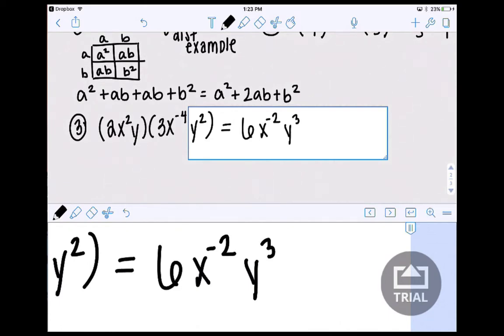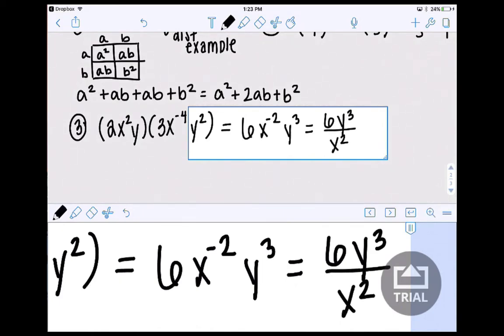Now, this is not an acceptable final answer because it has a negative exponent. So for my acceptable final answer, I have to take that negative exponent and make it positive, and the only way to do that is do the reciprocal. So I end up with 6y cubed, because those are all positive, over x squared, and move it to the bottom, because that negative moves things to the opposite part. So if the negative was on the bottom, we'd move it to the top. Since the negative was on the top, we move it to the bottom.